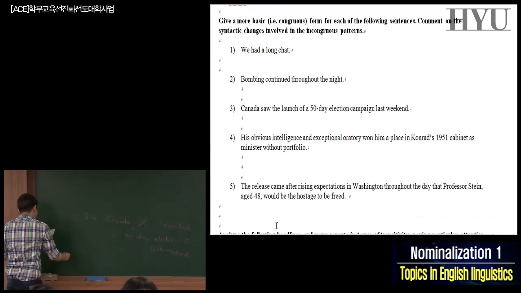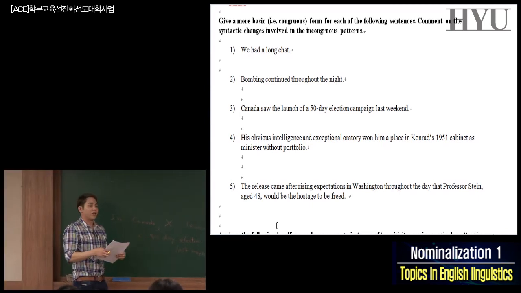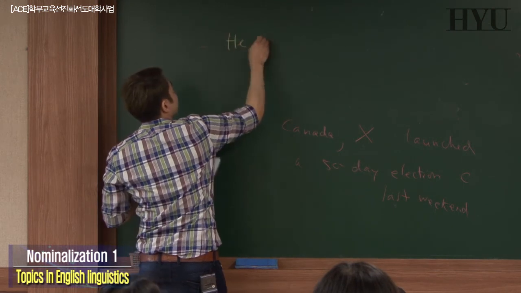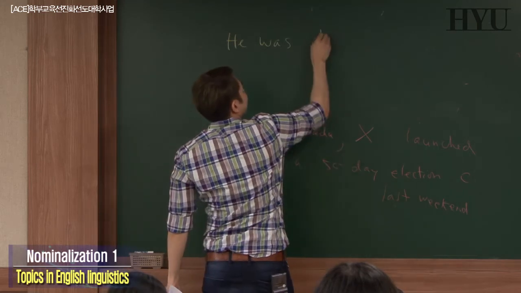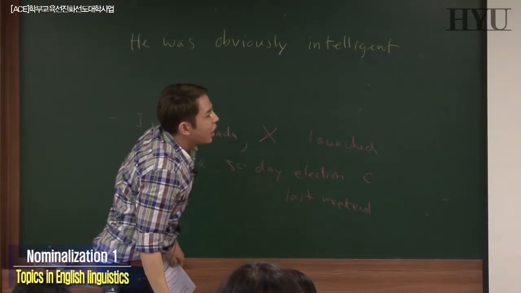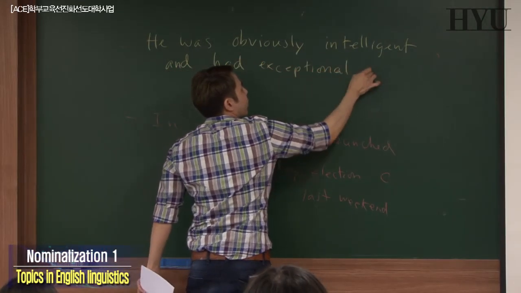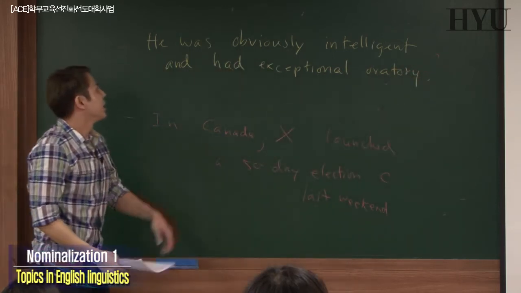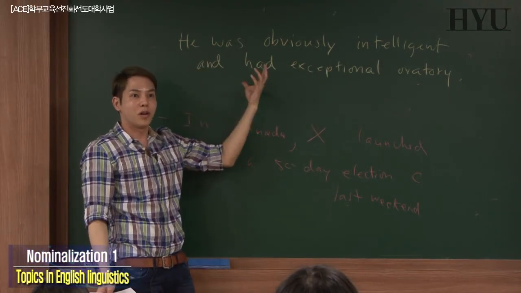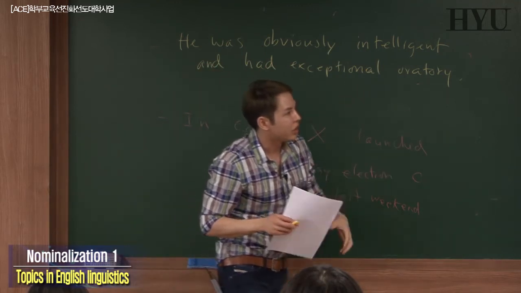So we could turn these into attributes or qualities of a person. So you can say something like, who is this guy? He was obviously intelligent and had exceptional oratory, like that. So he, whoever that was, was obviously intelligent. So this is a relational process, which is typical when you want to describe someone. He was X or Y, and had exceptional oratory.